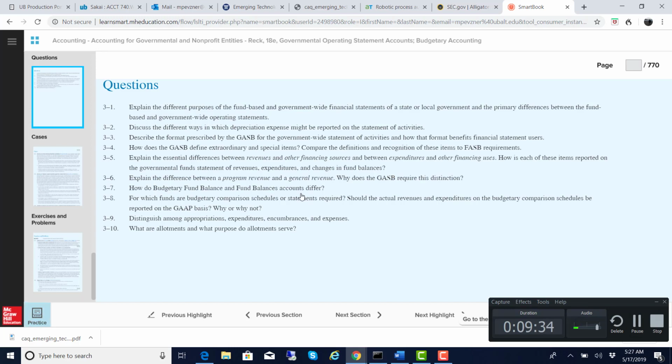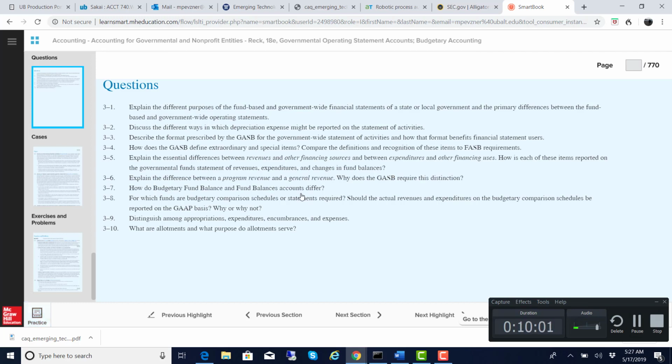Right, the next question, question 3.5, asks us to explain the essential difference between revenues and other financing sources, and expenditures and other financing uses, and how each of these items is reported in the governmental fund statements of revenues, expenditures, and changes in fund balances. All right, so now we're on to fund accounting. We moved on from government-wide financial statements.